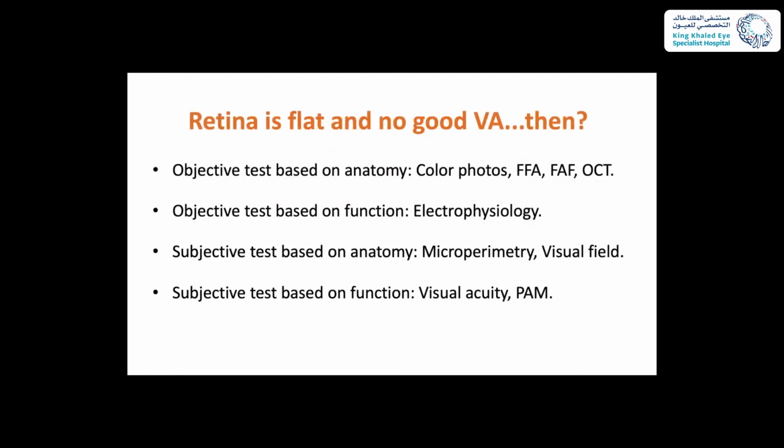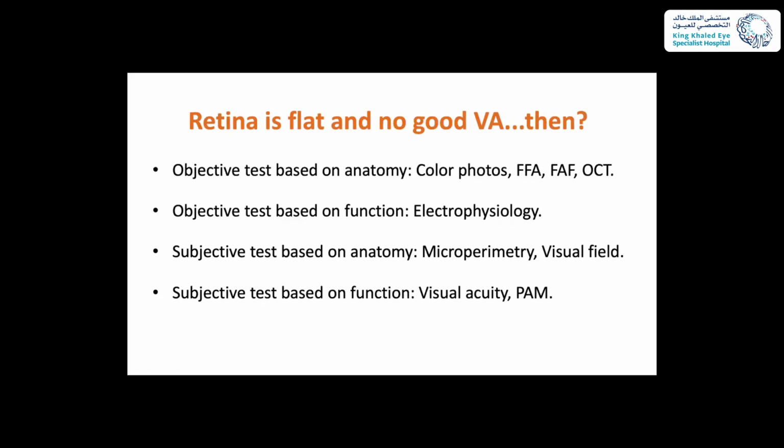So then we have the problem. The retina is flat and we don't have good vision. Then what can we do? In ophthalmology, you have a group of tests. Half of them are objective, half of them are subjective. And some are based on anatomy, some on function. For instance, a clear anatomical objective test is OCT. And a clear functional objective test is electrophysiology.